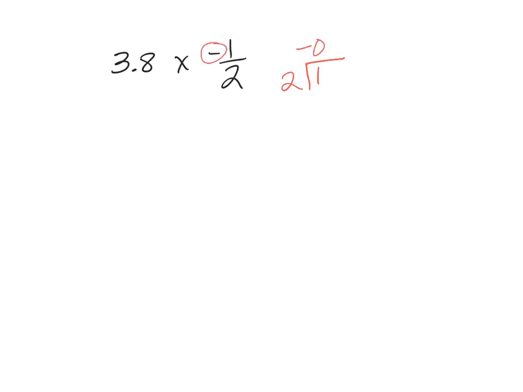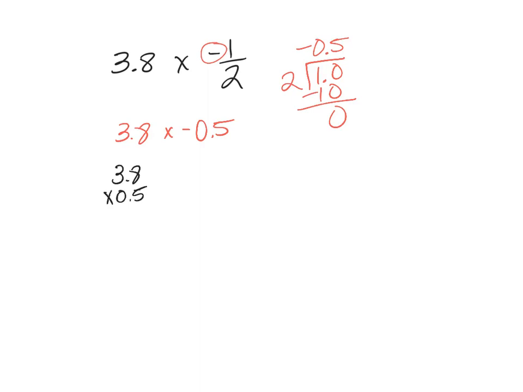2 does not go into 1. So I'm going to put a 0 there. 2 goes into 10 5 times. And there, it's done. So I have 3.8 times negative 0.5. So I can rewrite it like this: 3.8 times 0.5. And remember, your answer is going to be negative. So remember, your answer has to be negative, okay?